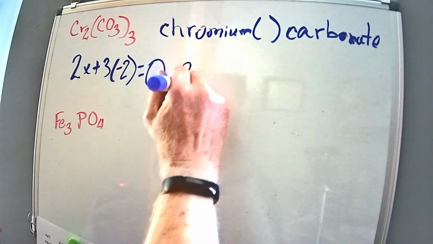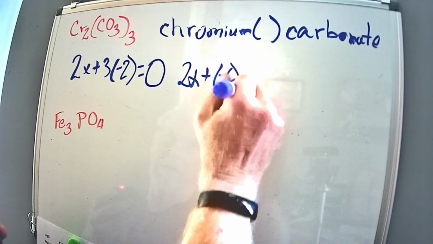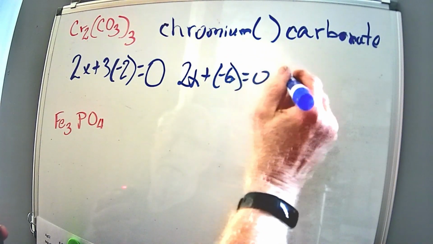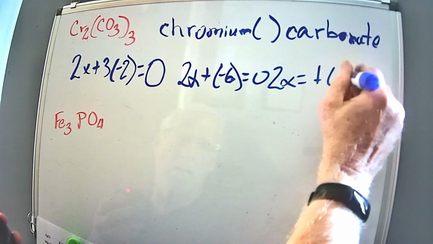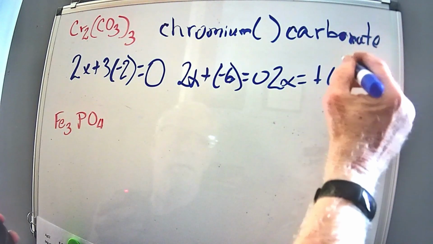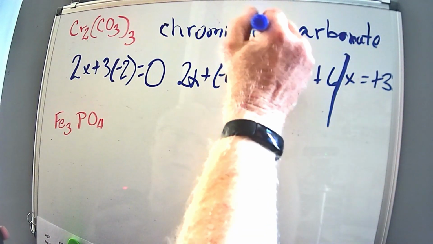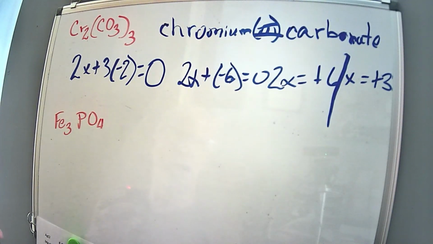So we have 2x plus a -6 is equal to 0. 2x is equal to a +6, so x is equal to a +3. So chromium 3 carbonate.